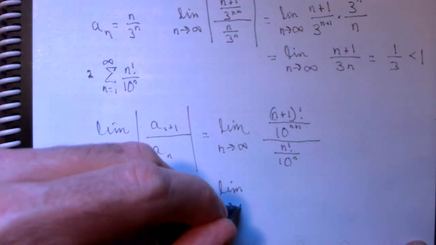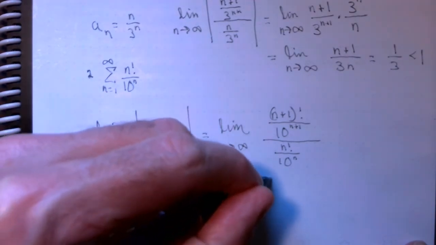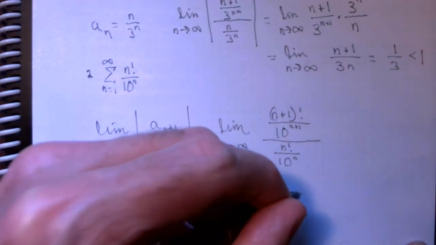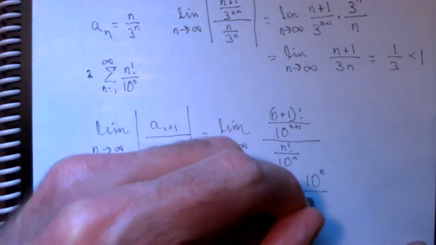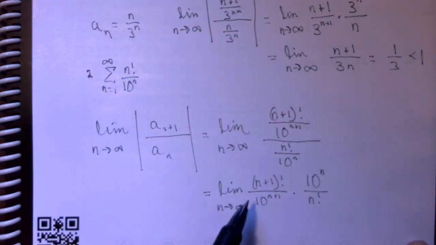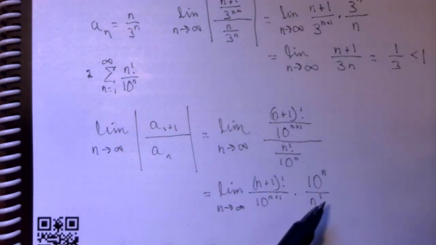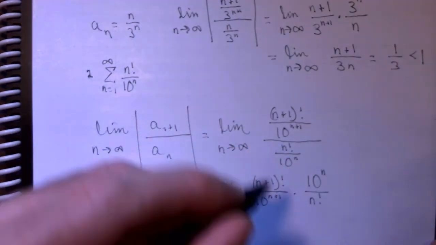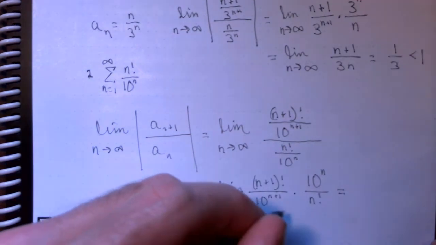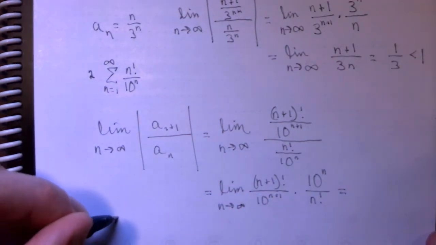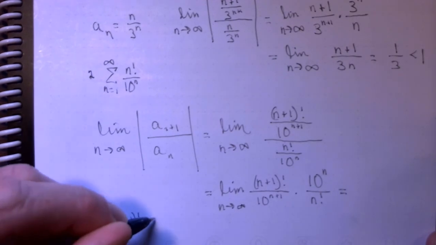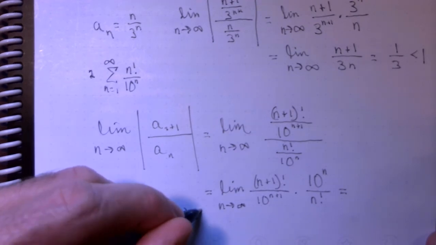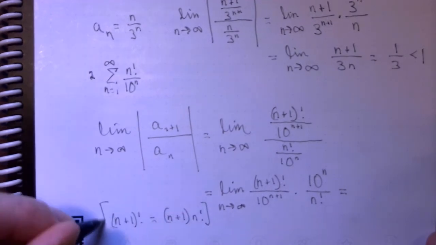Limit as n goes to infinity. Same trick as before: n plus 1 factorial over 10 to the n plus 1, times 10 to the n over n factorial. So notice what I've done: I've taken the reciprocal of my denominator and multiplied that. Now, we remember, of course, that n plus 1 factorial is n plus 1 times n factorial. A little scratch work there.